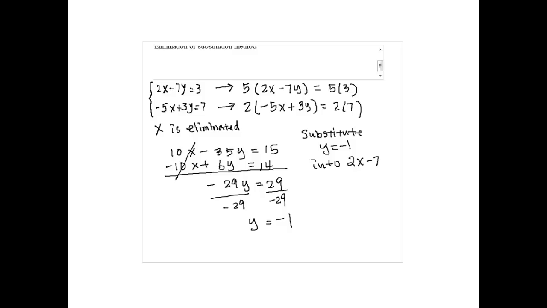I'm going to use 2x minus 7y equals 3. So 2x minus 7 times negative 1 equals 3. 2x plus 7 equals 3. So 2x equals negative 4. So you get x equals negative 2. So the answer is negative 2 comma negative 1.